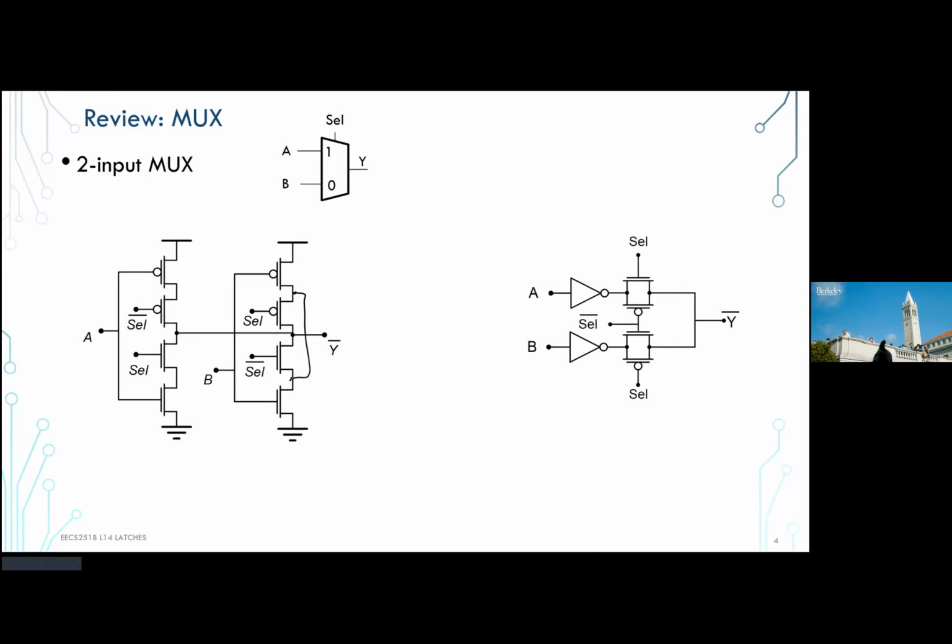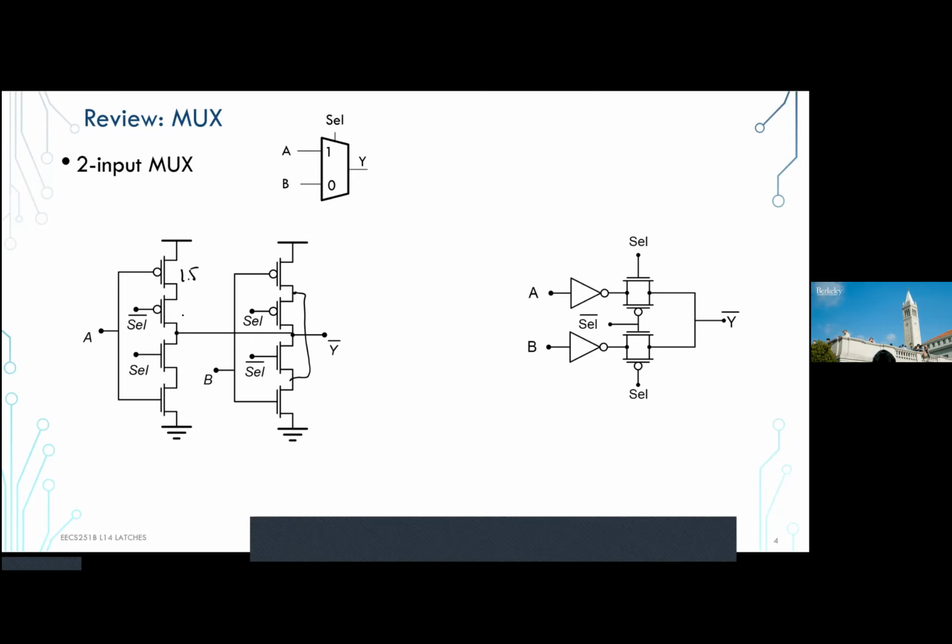The one on the left is really easy to apply the method of logical effort to. The one on the right takes a little bit of an extra skill. Let's try to apply optimal sizing to the gate on the left. So to size it optimally in a FinFET process, this would be 1.5, 1.5. This would also be 1.5, 1.5, and it stopped working.